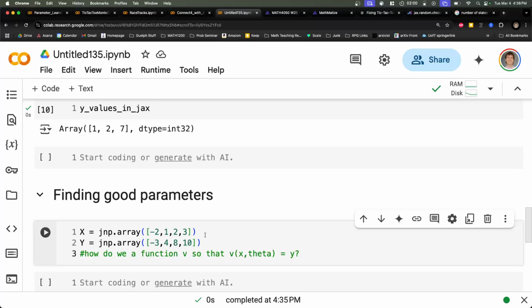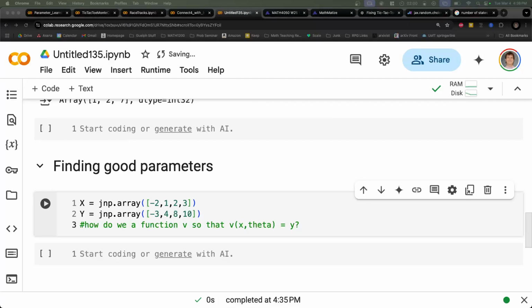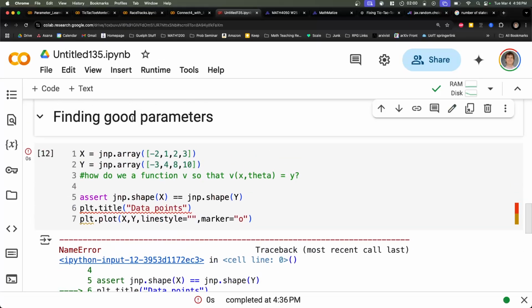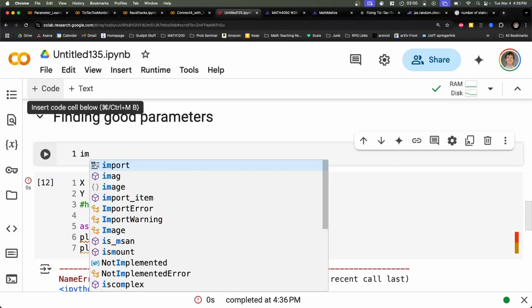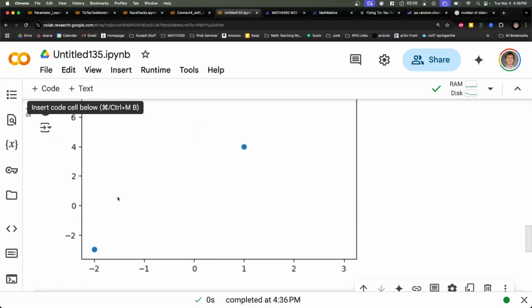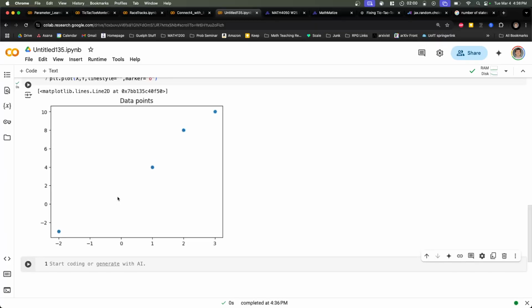All right, and I guess let me start by plotting them. So I have a little plot command so we can see. Plot is not defined. Let's import the plot. All right, so here are our points. And essentially, if this was stats class, we'd be saying, find a function that goes through these points. That's what we're doing. Questions or comments so far?